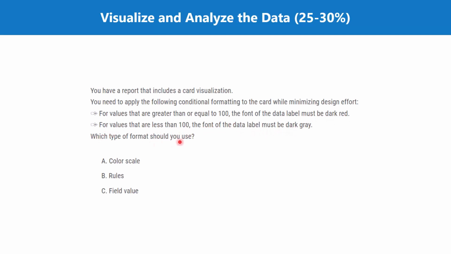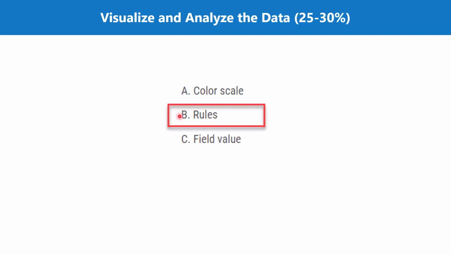Which type of format should you use? The three options that we have are color scale, rules, and field value. So let's have a look at the answer. The answer is rules.